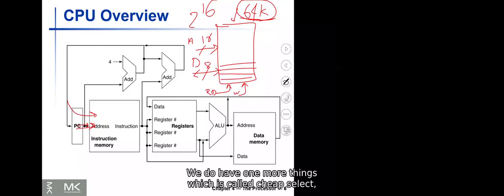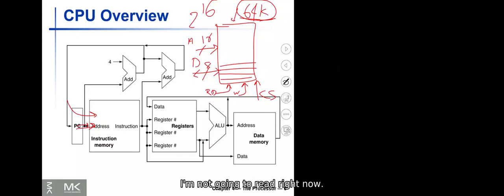We do have one more thing, which is called chip select, which I'm not going to read right now. With this we select the memory, because in our design in a computer, we have lots of memories, and each time we are talking with one of them, not all of them. So we have to somehow select which one we are going to talk with. So address bus, here 16, data bus, here 8, read signal and write signal.